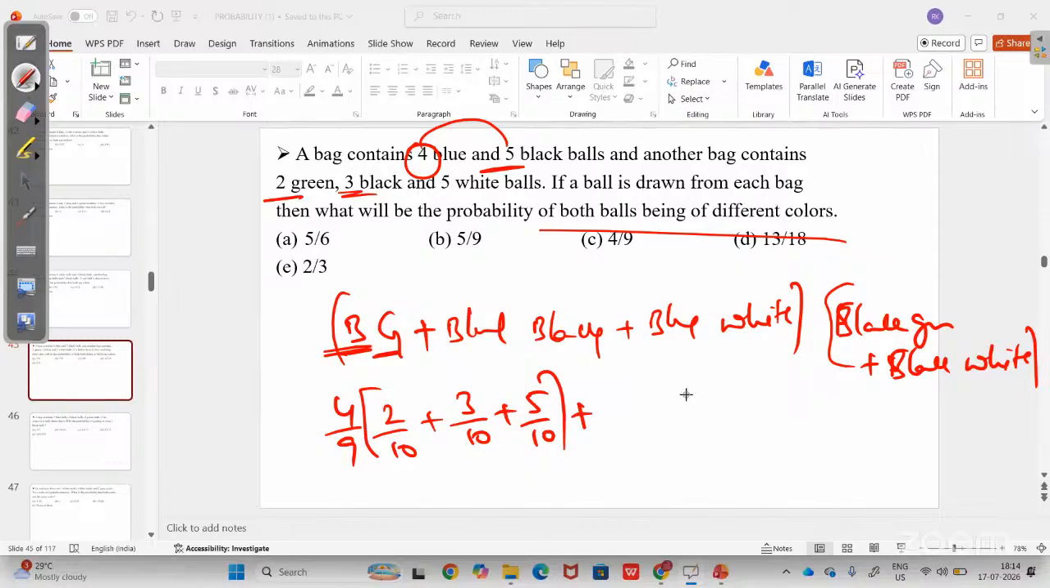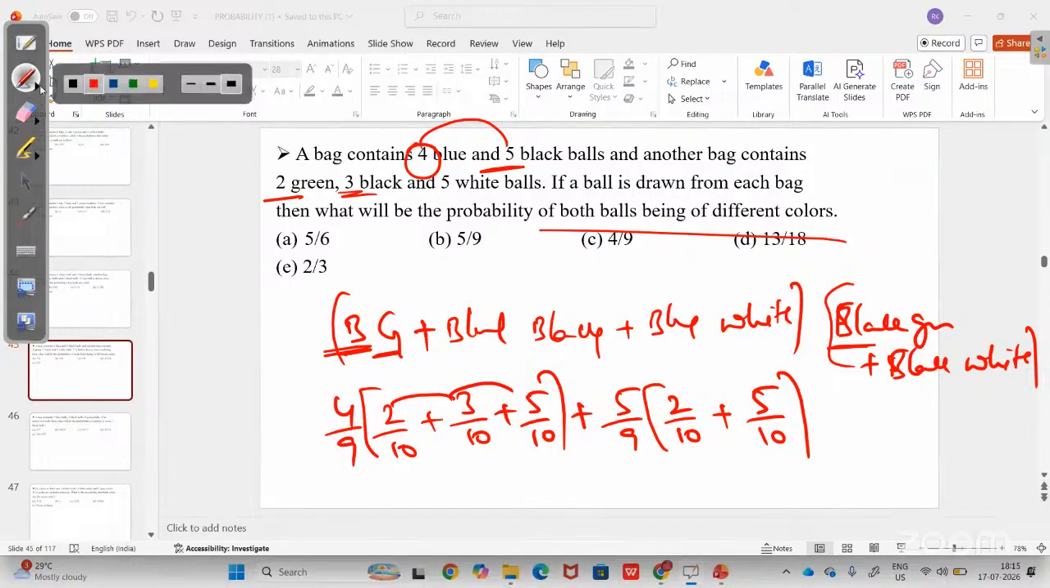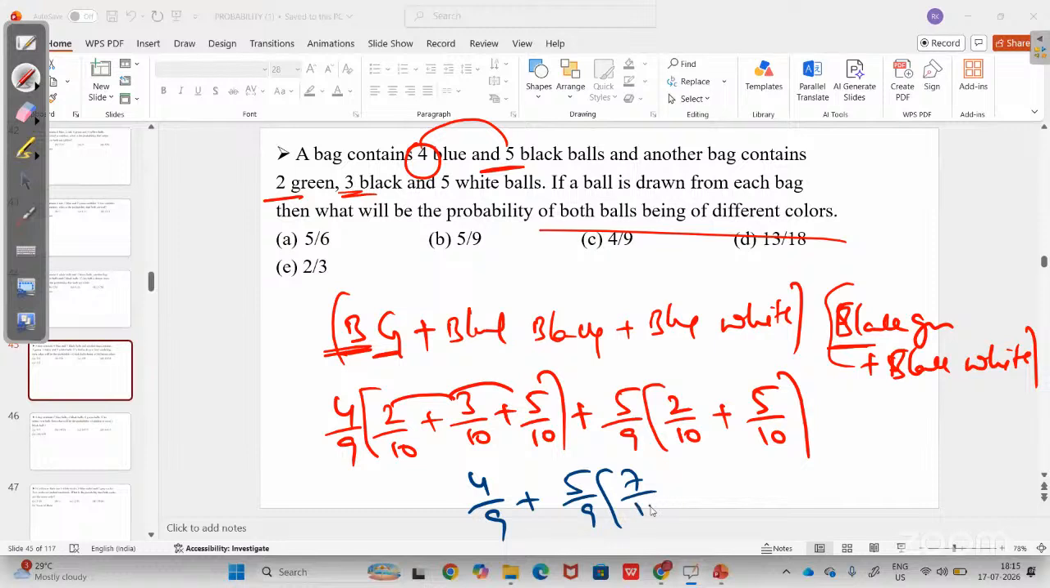Plus, again here also black will be common. Black will be 5 out of 9 into 2 green balls out of 10, plus black balls is eliminated. Remaining will be 5 out of 10. So here the sum of 2, 3, 5 equals 10. 10 by 10 equals 1. So this will be equal to 4 by 9 plus 5 by 9 into 7 by 10.